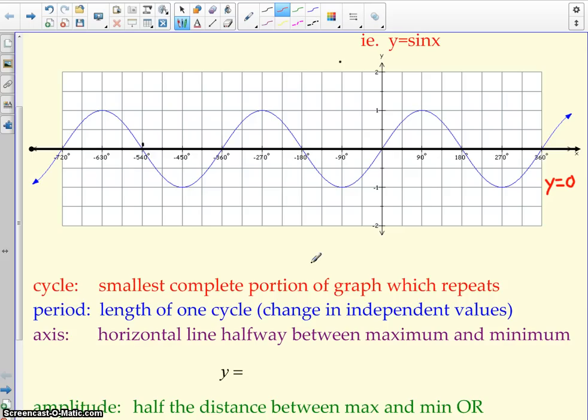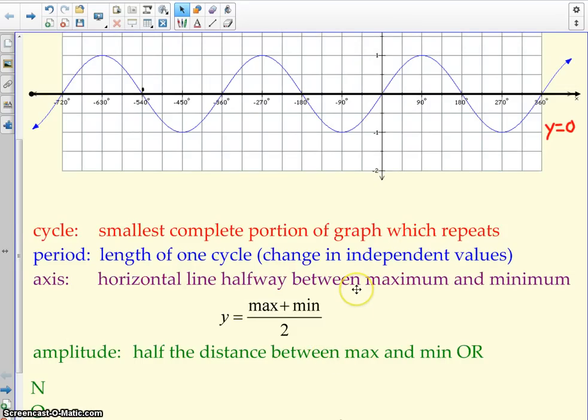Okay, so how can you find it? How can you calculate that? Well, just like when you're finding the axis of symmetry, when we average the two x-intercepts, we're averaging the maximum and minimum values here to get your axis. So in this case, my maximum value is 1, my minimum value is negative 1. 1 plus negative 1 is 0, divided by 2 is still 0, so we get y equals 0 for our axis.